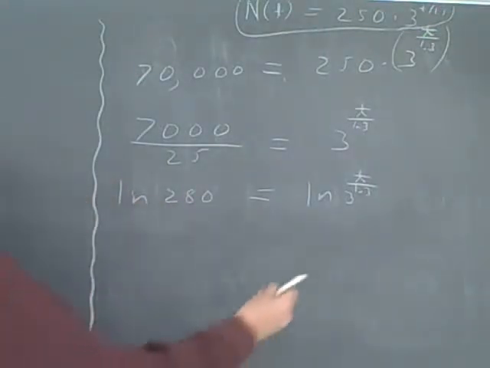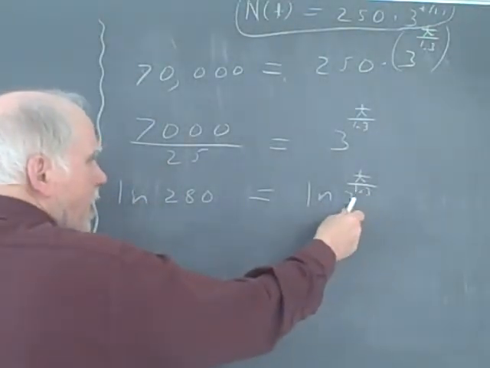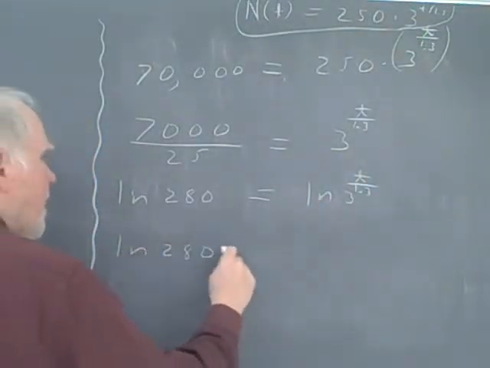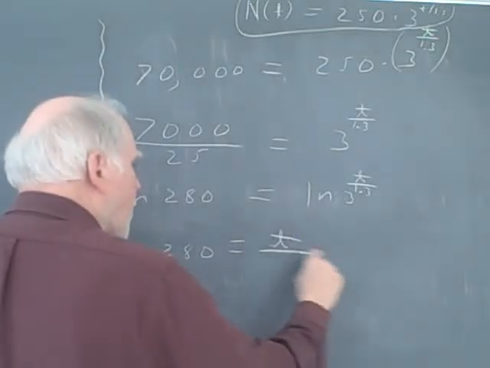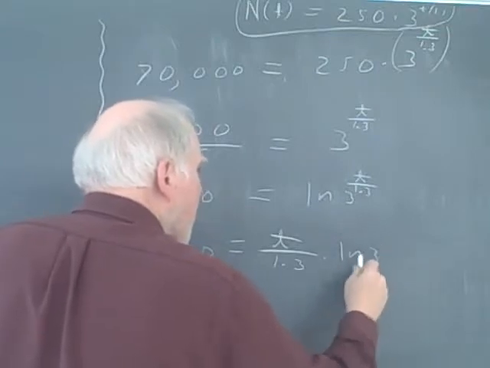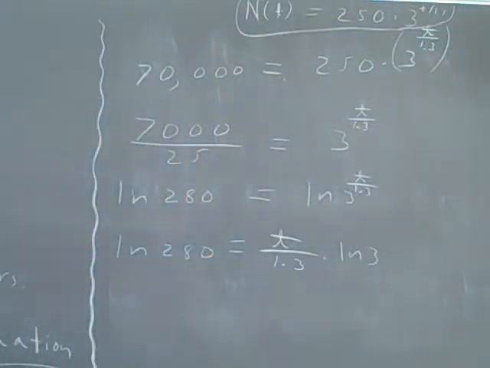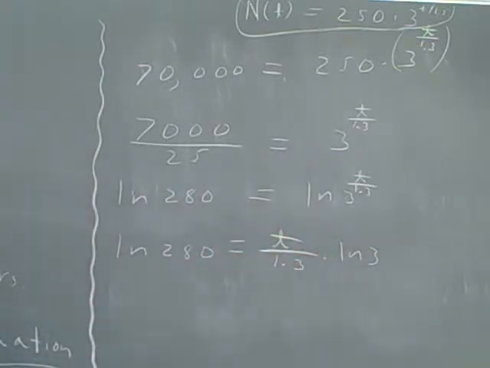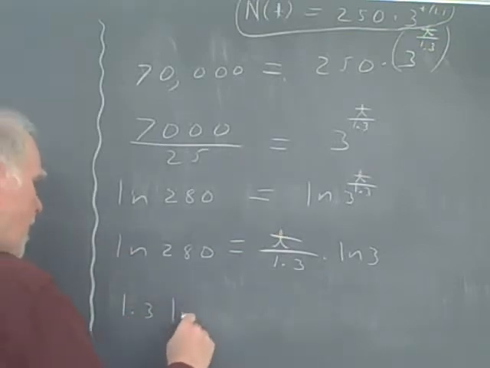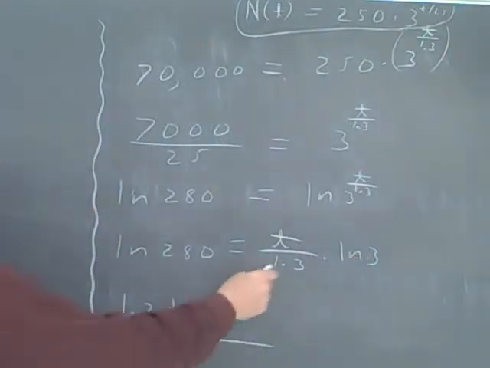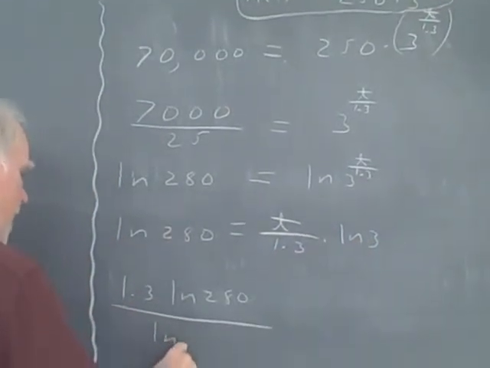Now what I can do is use one of the exponent laws of logarithms, so that I can bring the exponent out front, and I get the log of 280 equals t over 1.3 times the log of 3. Now this is really t times the log of 3, which is a number, over 1.3. It's a little linear equation. I solve for t. I bring the 1.3 up here, 1.3 log of 280, and I bring the log of 3 down here.